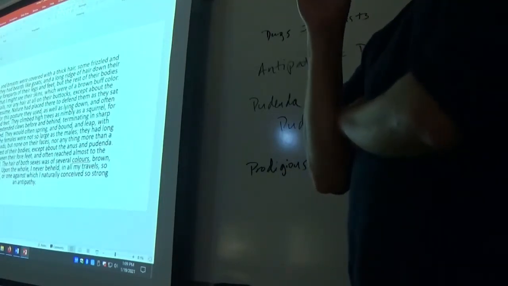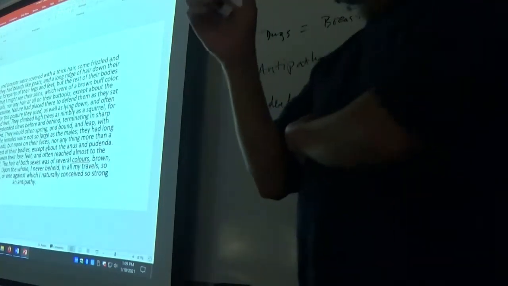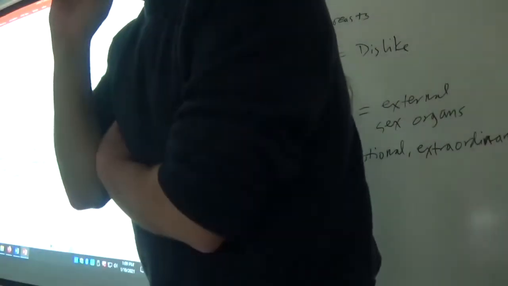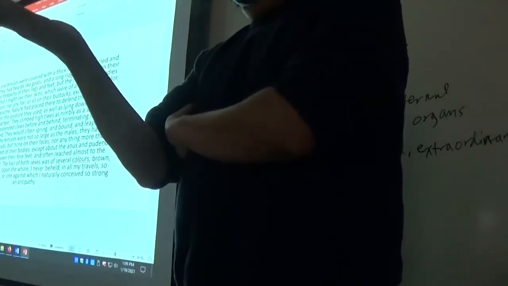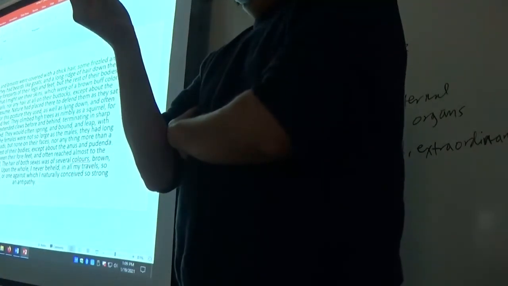But then it says some other stuff, like the part where it says it hides its home between its 4 feet. So that doesn't sound so much like a monkey, right? I also wrote that down with a question mark. Okay.